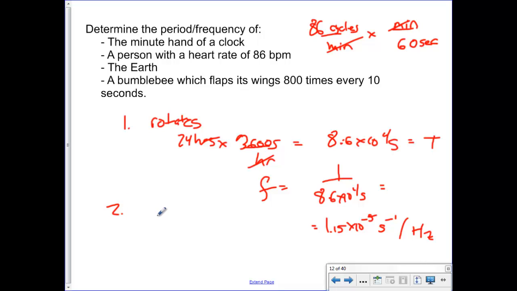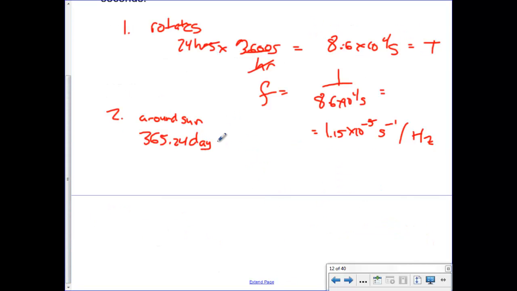The other way you could look at Earth is that it also doesn't just rotate, it also goes around the sun. That'll be even worse, because the Earth goes around the sun once every 365 days. It's actually 365.24 days. That's why we have to have leap years. So you'd have to multiply by 24 hours in a day and by 3,600 seconds in an hour.